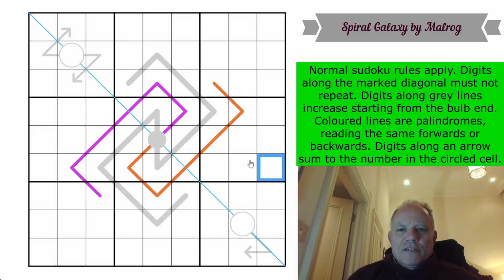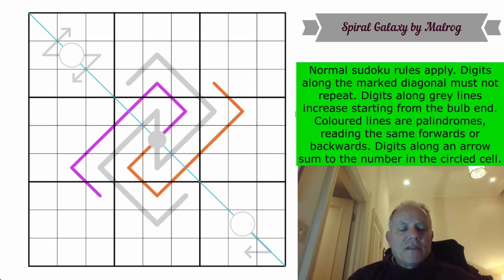Coloured lines are palindromes reading the same forwards or backwards. So that cell will be the same as that one where the palindrome ends. That one will be the same as that one, etc. Digits along an arrow sum to the number in the circled cell. So those two add up to that. Those two add up to that, and those two add up to that.